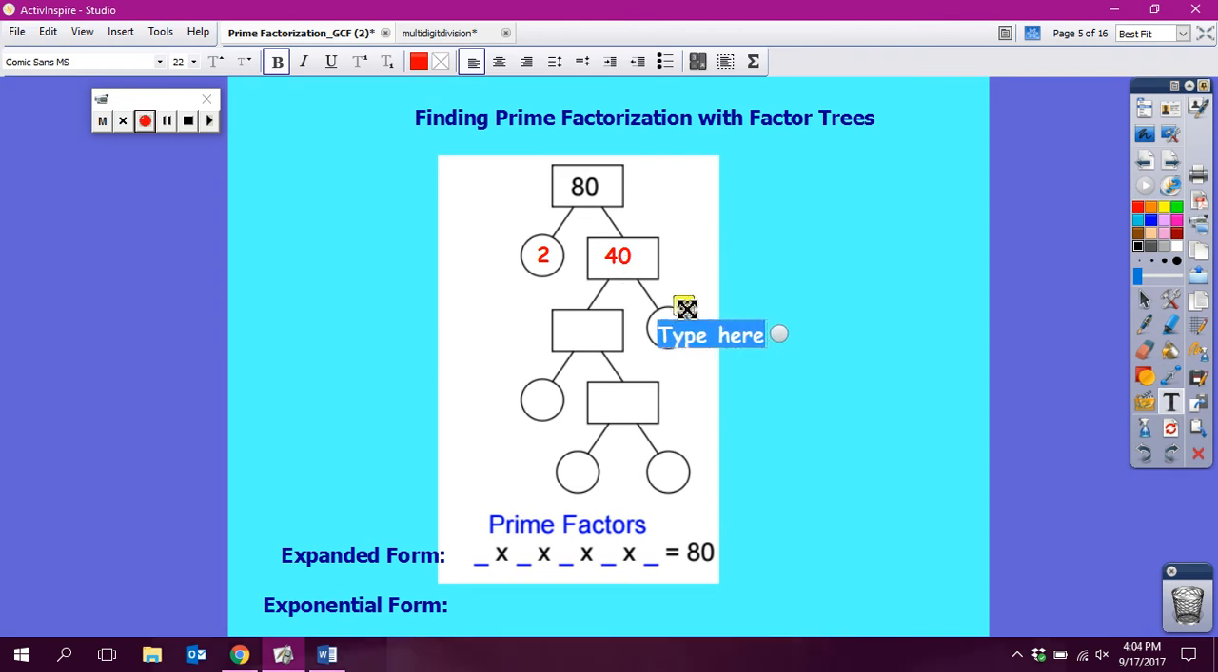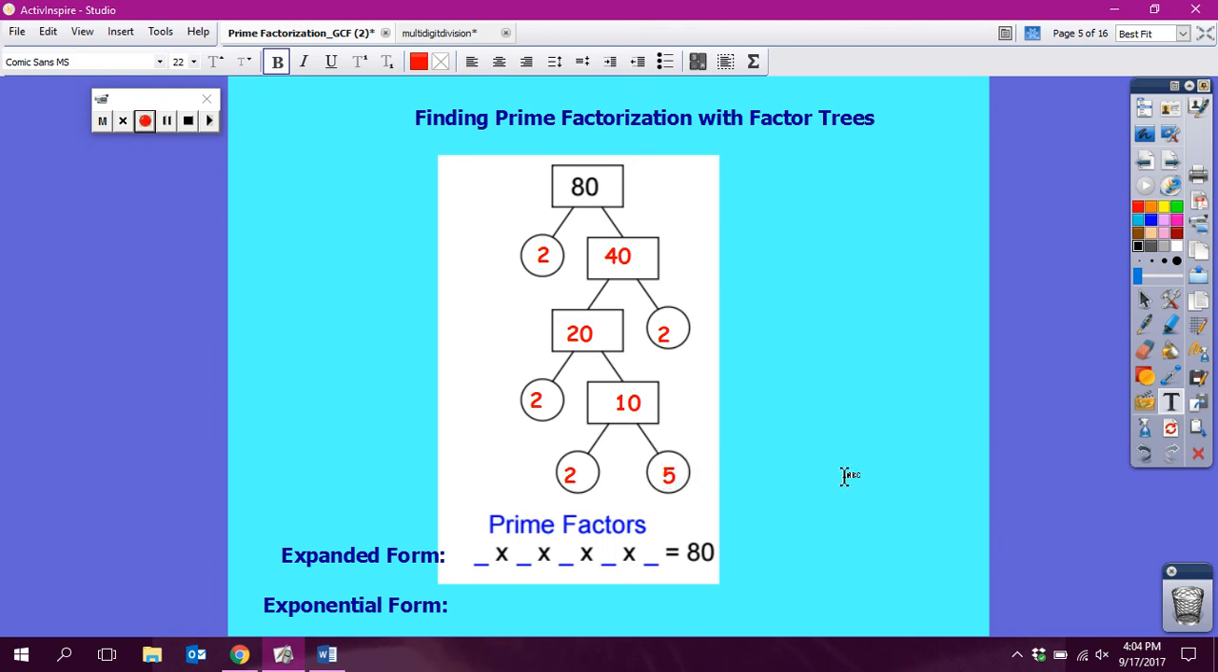So the next thing I'm going to use is 2 times 20, because I know that 4 times 10 is 40, but again, 4 is composite as well as 10. Those can both be broken down further. So I've got another 2 here that's prime. So I'm going to break down 20. That would be 2 and 10. And then 10 is my other composite number, which will break down into 2 and 5.